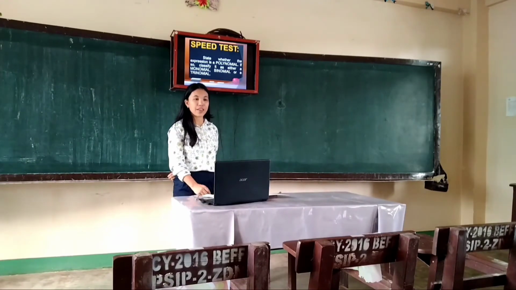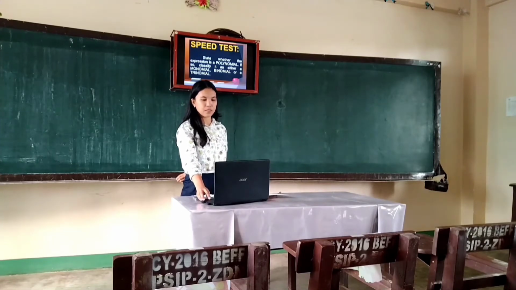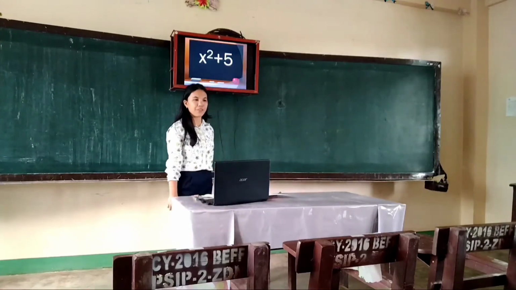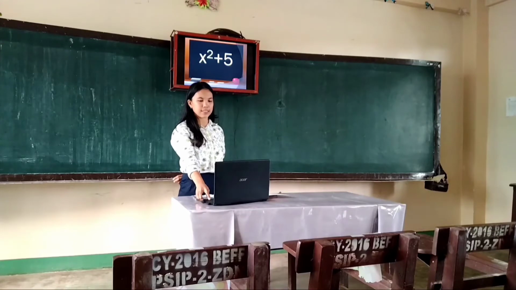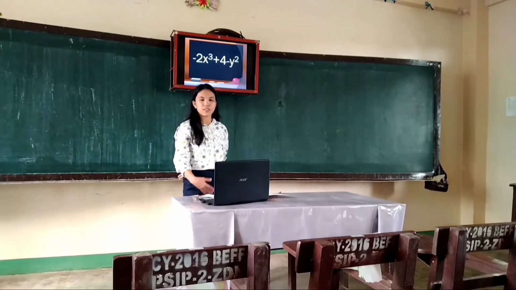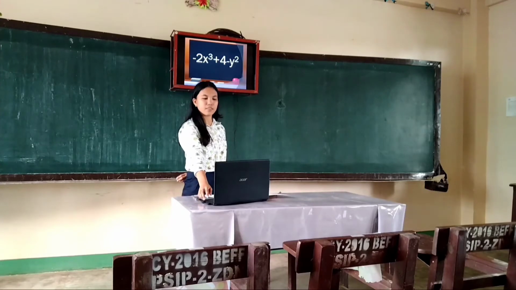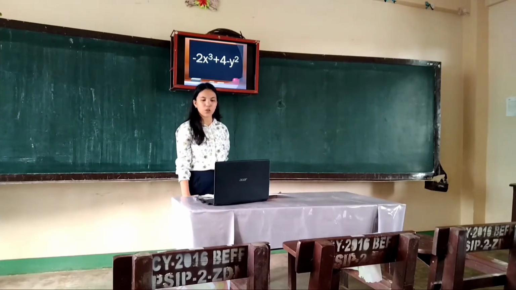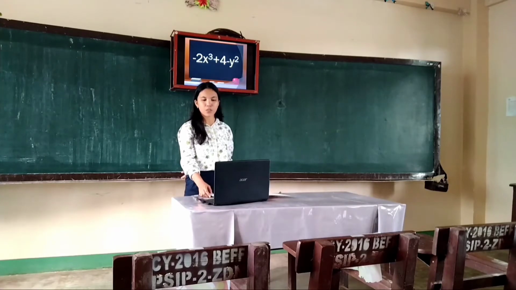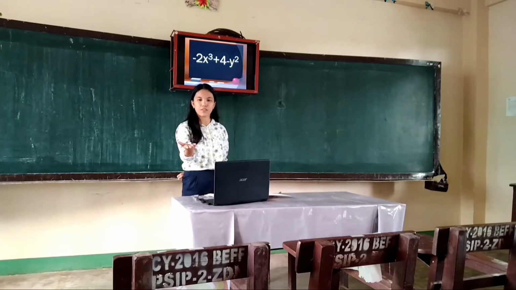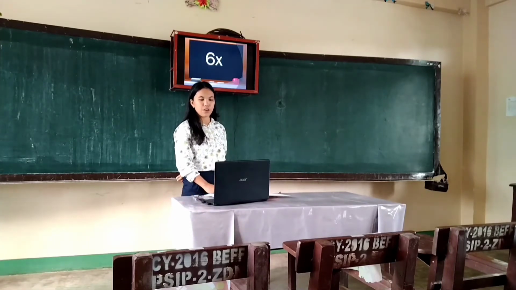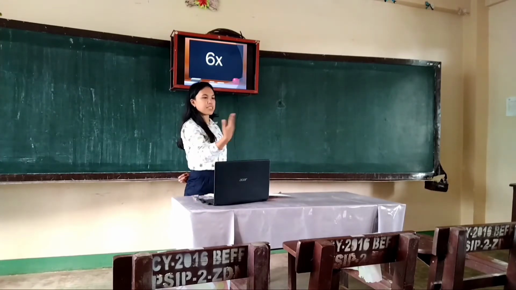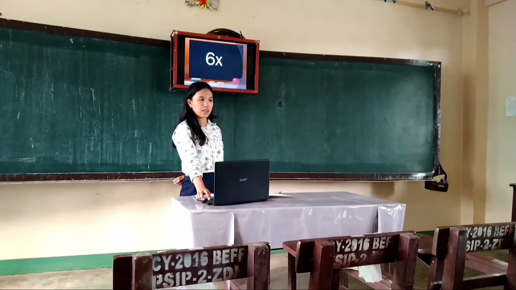Okay, let me start. Ready? First, x squared plus 5. Okay, good. It is a polynomial and classified as binomial. Second, Mr. Cornell, negative 2x cubed plus 4 minus y squared. Okay, very good. It is a polynomial and classified as trinomial. Third, 6x, Mr. Abisamis. Okay, it is also a polynomial and classified as monomial.